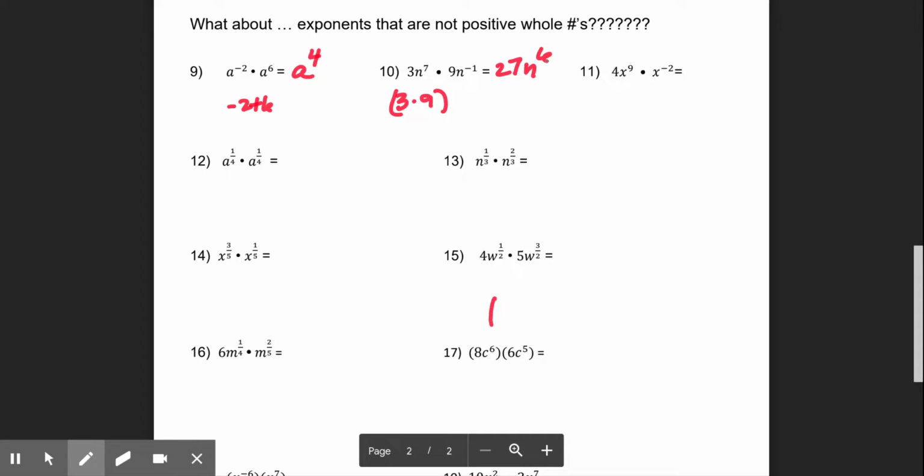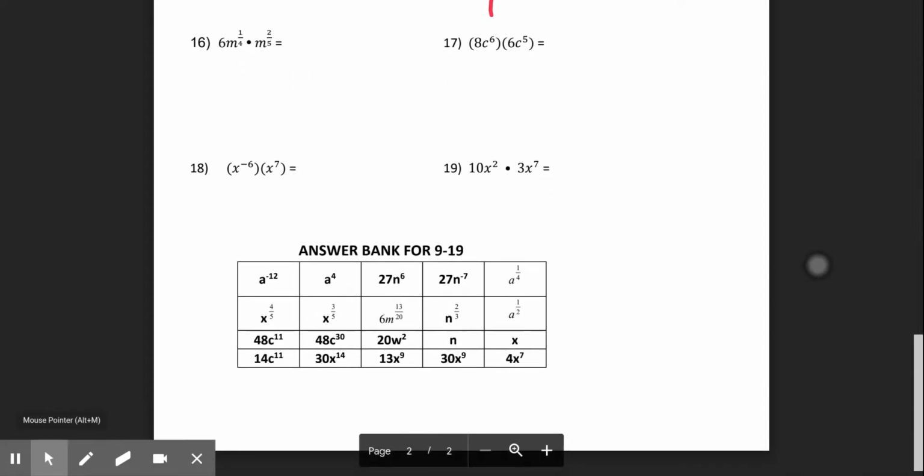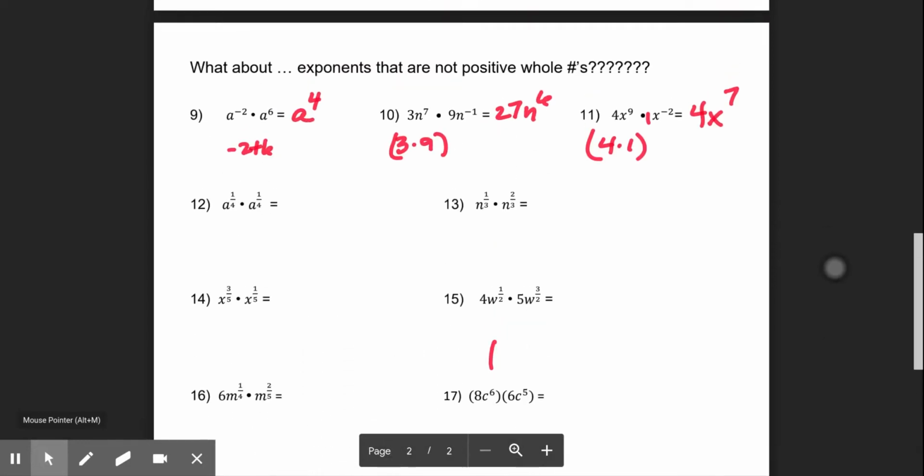Number 11, basically 4 times 1, because this is understood to have a coefficient of 1, and then 9 minus 2. So that gives you 4x to the 7th power. And if you want to, down below are answer banks for problems 9 to 19. So, if you wanted to look down and cross those out, you could do that.